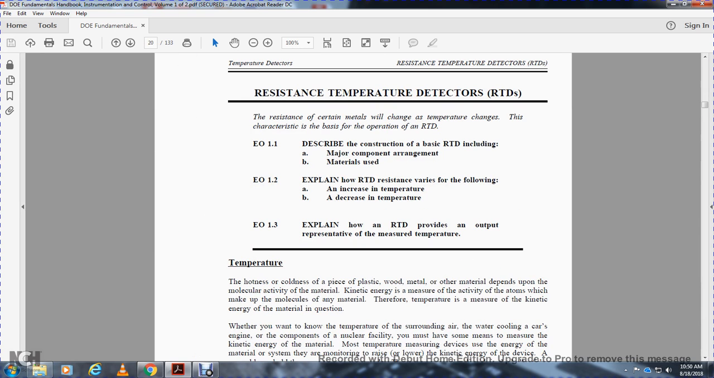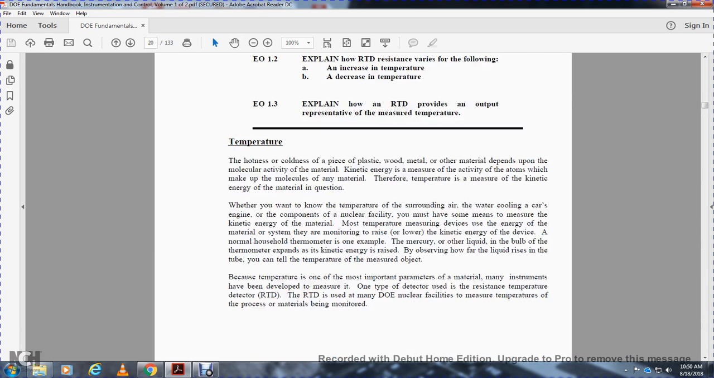Resistance Temperature Detectors. Temperature is the hotness or coldness of a piece of plastic, wood, metal, or other material. It is related to the molecular activity of a material, the kinetic energy made up of the activity of the atoms that make up the molecules of any material. Temperature measures the kinetic energy of the material in question, whether you want to know the temperature of the surrounding air, the water cooling a car's engine, or a component of a nuclear facility. Most temperature measuring devices monitor the energy of a material system to derive the kinetic energy. The normal household thermometer is one example.